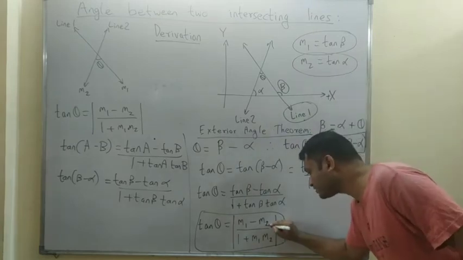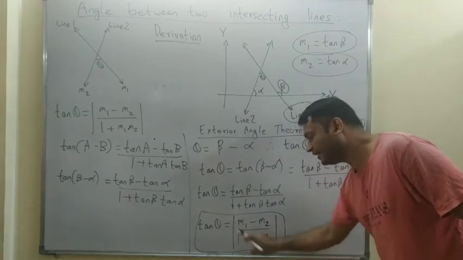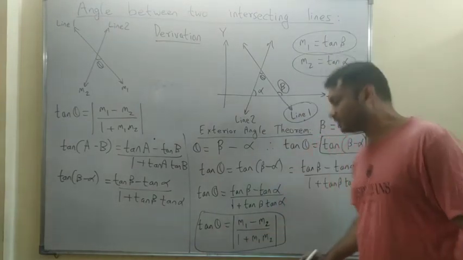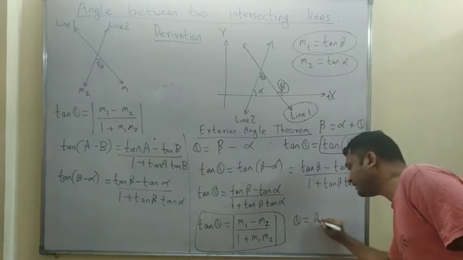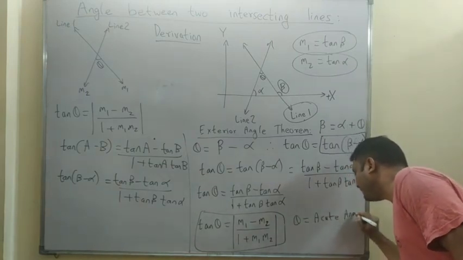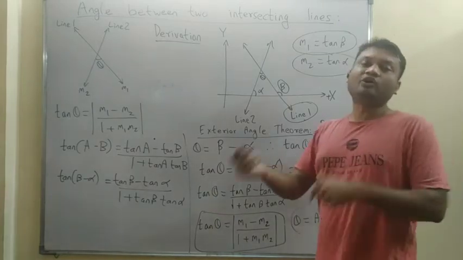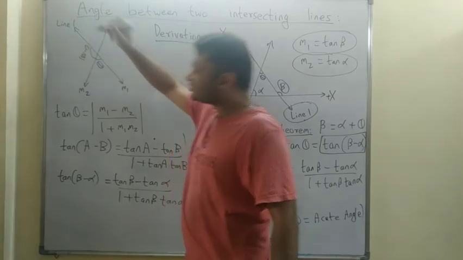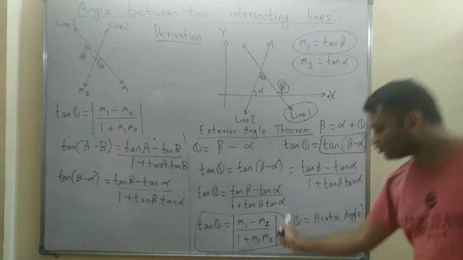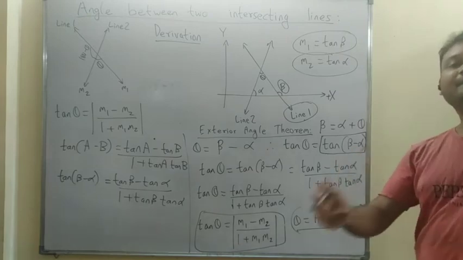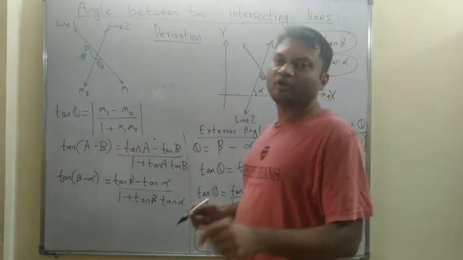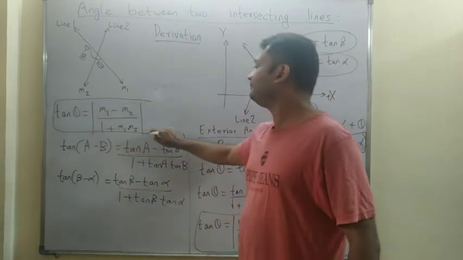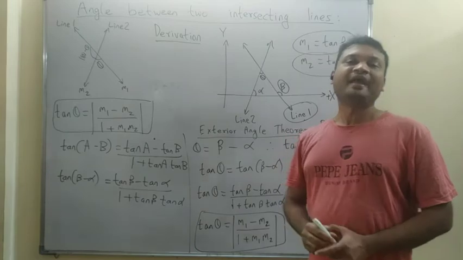The mod sign means the quantity on the right hand side will always be positive. That means this theta will be the acute angle. So from this formula, we get theta as the acute angle between two lines. If I want to find the obtuse angle, it will be nothing but 180 minus theta. So that is the use of this formula: tan theta is mod of m1 minus m2 upon 1 plus m1 m2.